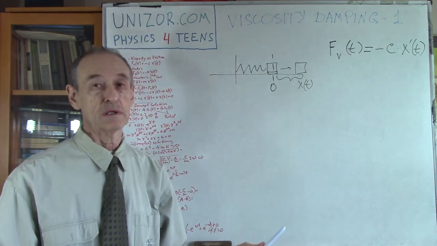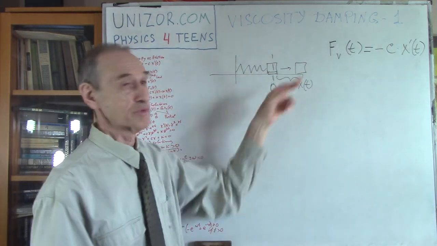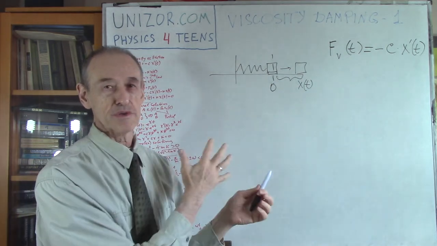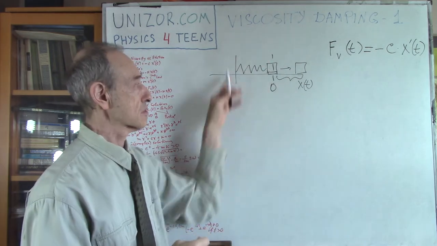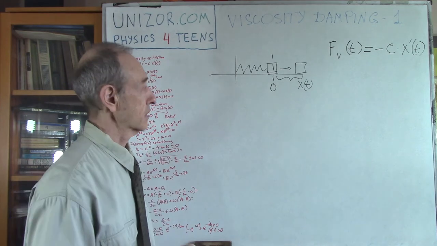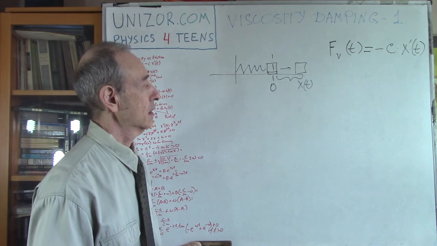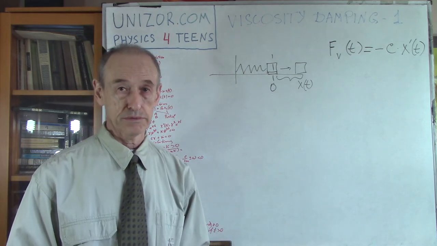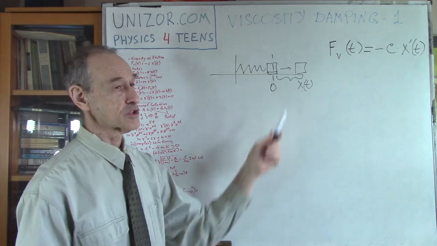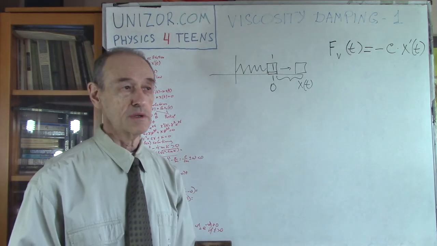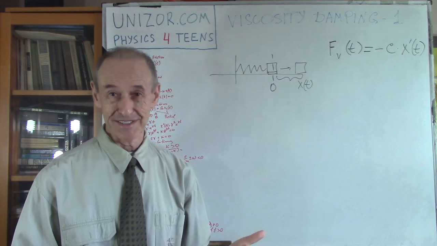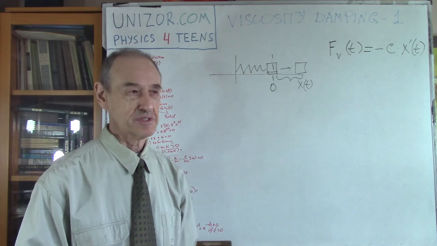Well, what does c depend on? It obviously depends on the shape of this object. The bigger the object, the more resistance the surrounding material, let's say it's water, acts against it. It obviously depends on properties of the surrounding environment. Let's say oscillations in the water would probably be with less resistance than oscillations inside honey. Honey is a very viscous environment.